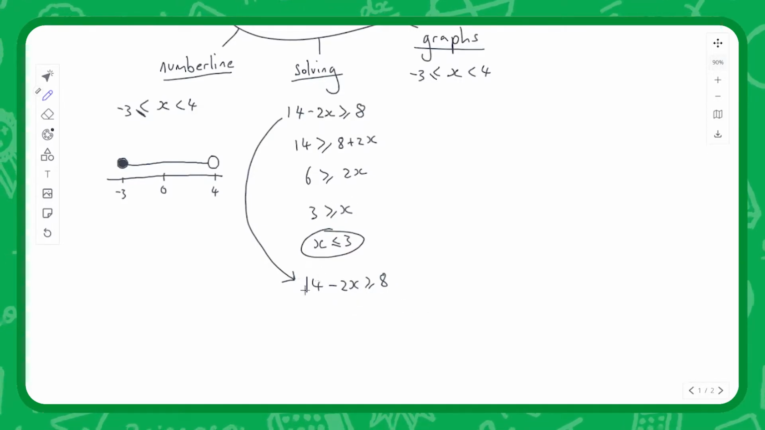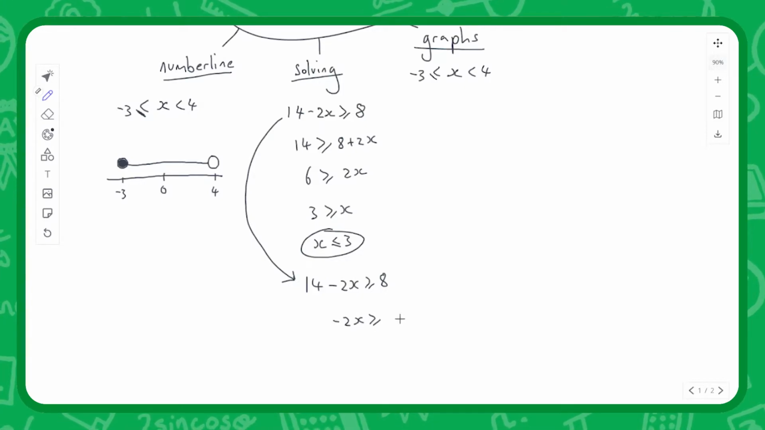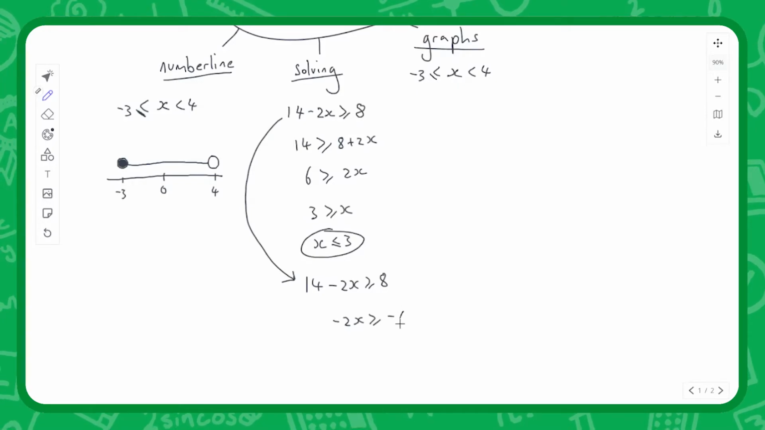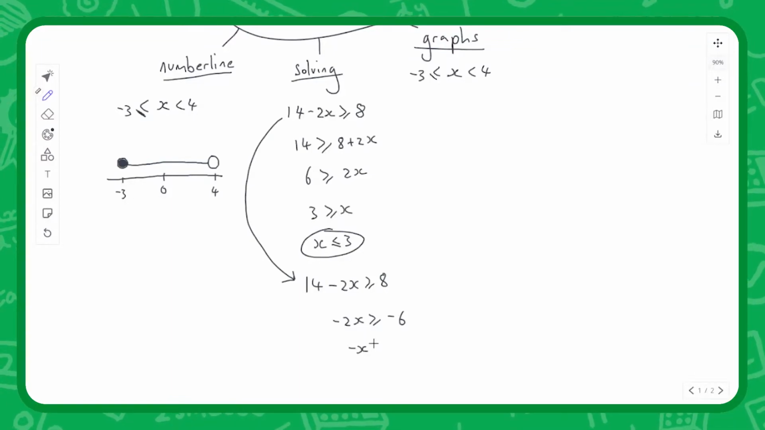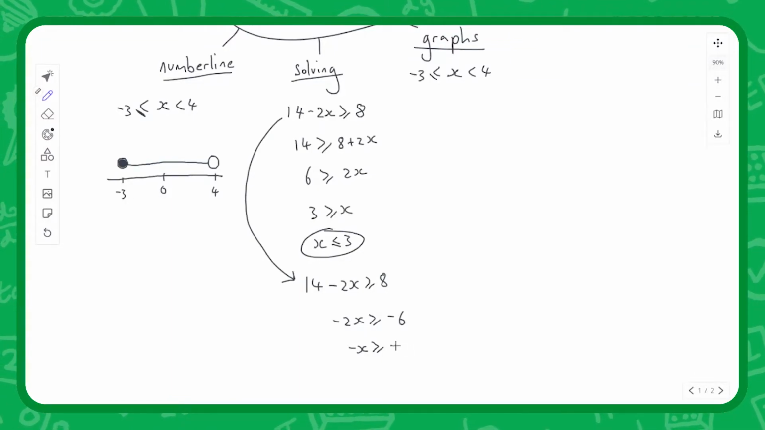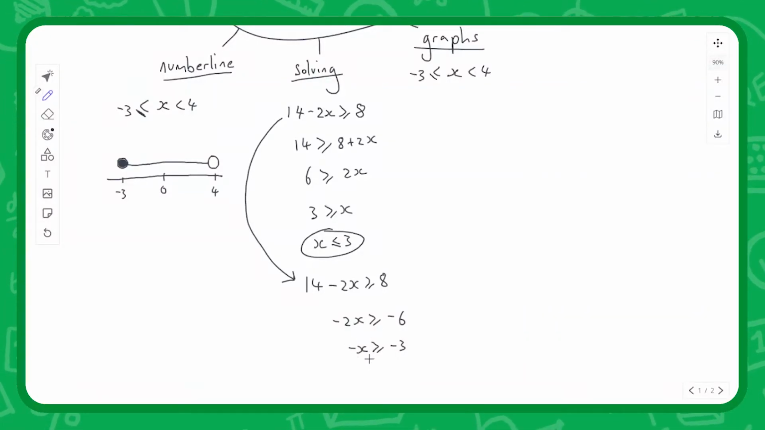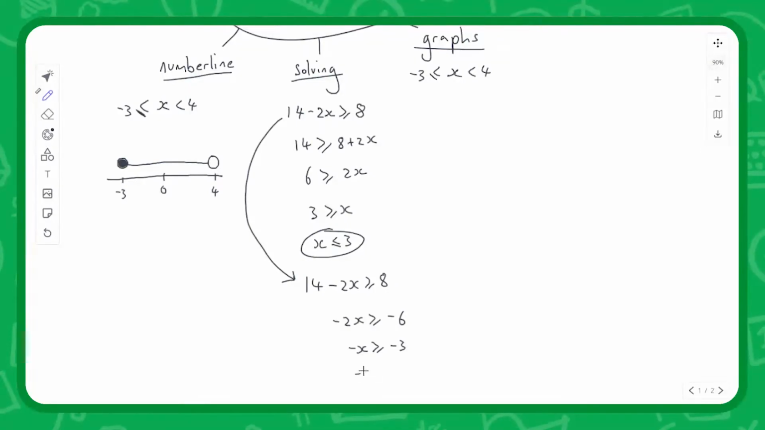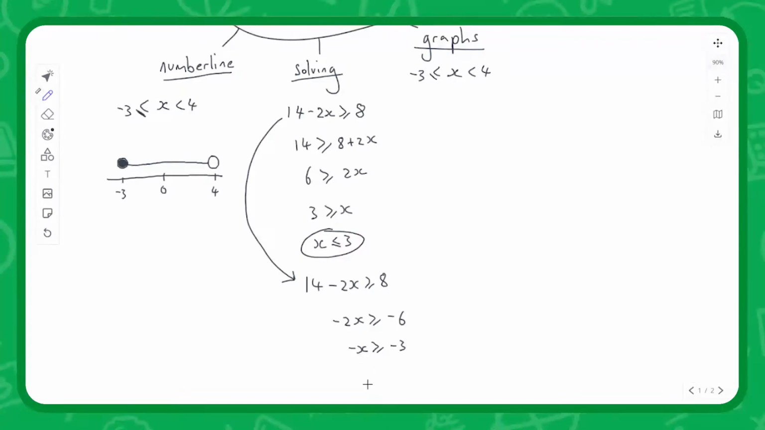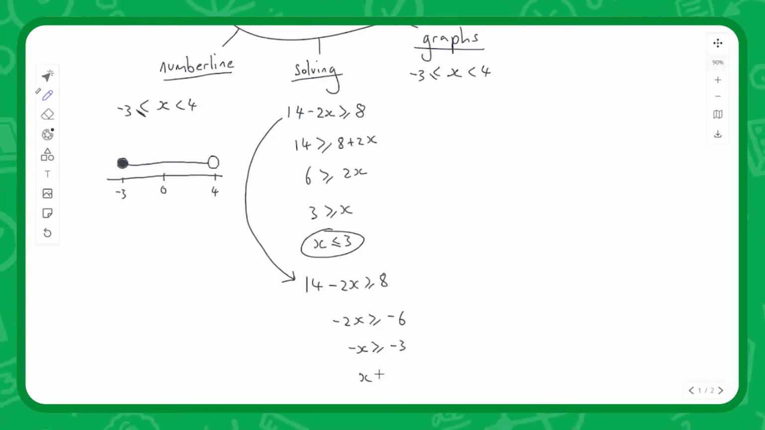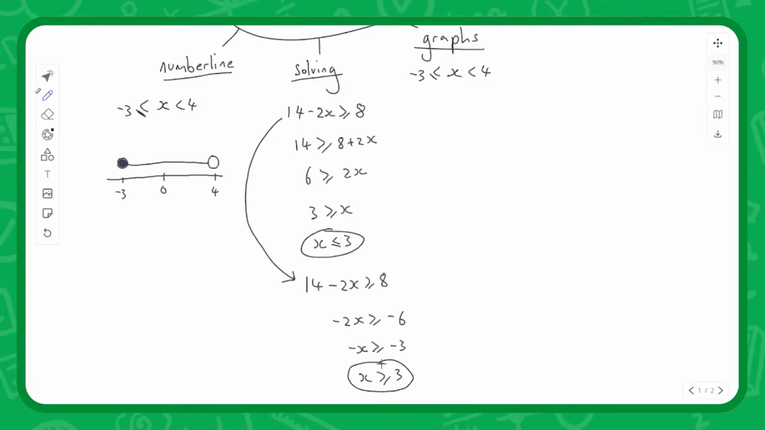In that case, I'm going to subtract 14 from both sides. So I'm going to end up with 2x is greater than or equal to -6. And then I'm going to divide both sides by 2. So -x is greater than or equal to -3. And finally, I'm going to times both sides by -1, or divide both sides by -1. Either way is the exact same. The effect that it has is obviously just to cancel those minuses out, because minus minus gives us a plus. And we get x is greater than or equal to 3.